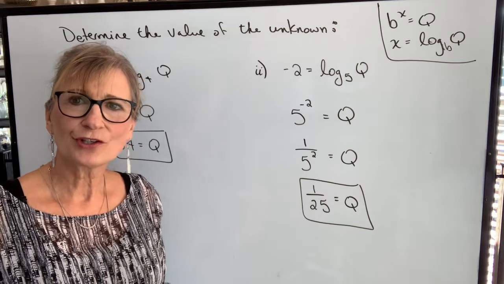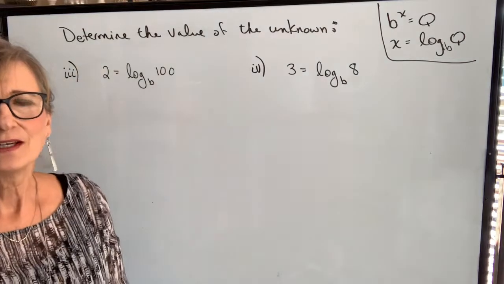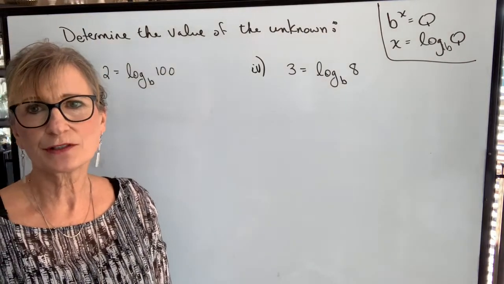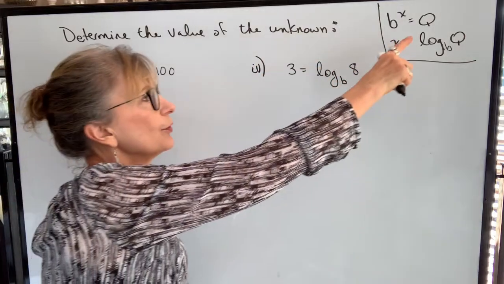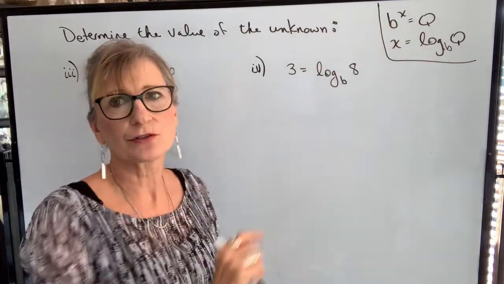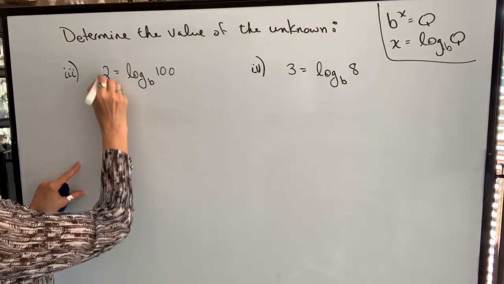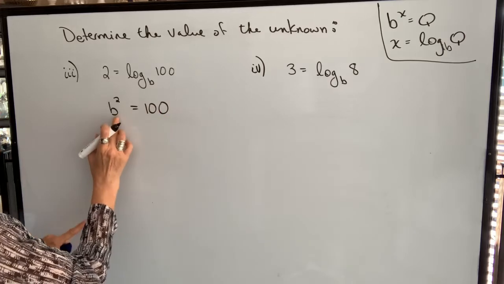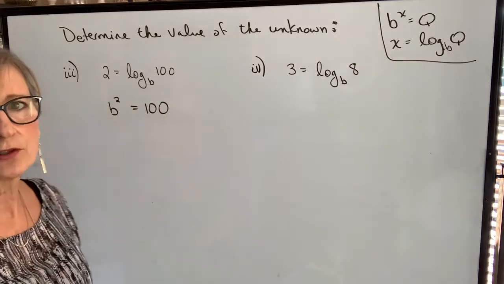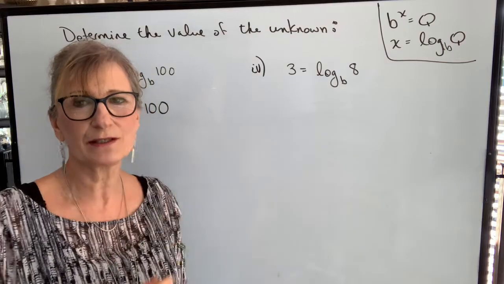Gets a little trickier if it's the base that's unknown. So let's take a look at that. Okay, in these next examples, we're going to solve for b. Again, we're going to go from log notation to exponential notation. So b to the exponent of 2 is equal to 100. So I know that b squared is equal to 100, and if you can tell the answer immediately, that's fine, but it won't always be quite as easy.